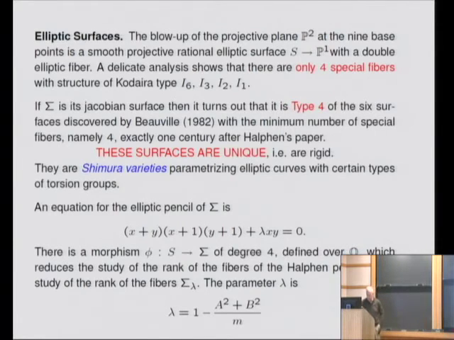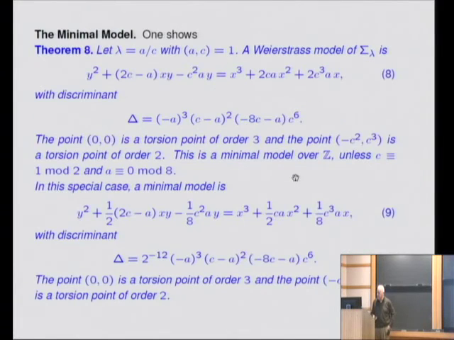And the equation for the pencil given by Bouville is this one. So lambda now is a parameter, 1 minus a squared plus b squared over m. And this is what really controls our curves. Now, our curves are in a model which is not a Jacobian model. But if the curve has a rational point, then it's the same as one of these fibers with that particular lambda. And so to study the rank it suffices to study this particular elliptic surface. So you have to do a little sweating, but you find the minimal model is written up. And so you have some information, but it's not quite enough.